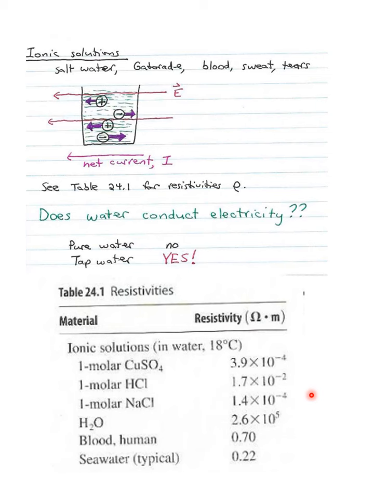Now the question, does water conduct electricity? Sort of yes and sort of no. Pure water, pure H2O, you can see it at the bottom of the page, is actually a terrible conductor. It has a very high resistivity. But most water that you will run across in everyday life, like tap water, or water in a lake maybe, then yes, because it has minerals in it. And so it is a good conductor of electricity.